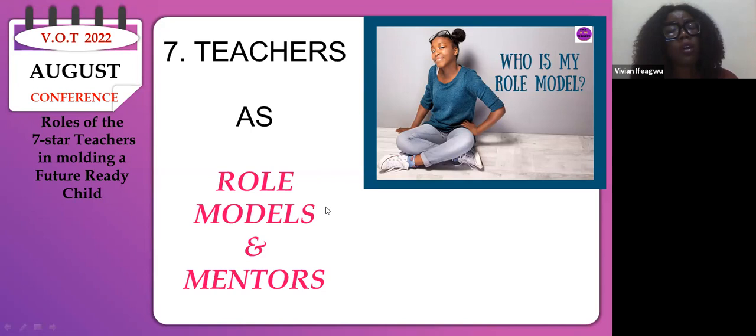A role model is somebody you are looking up to because you want to be like that person. A role model might not physically be with you; might be somebody far away, distant from you. But a mentor is meant to take you from one point to another in order for you to achieve whatever it is that you want to achieve.